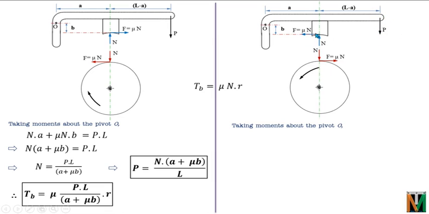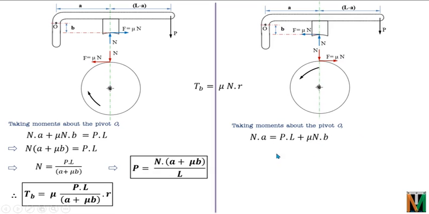Again we can see this, the moment of force F in this case will be in the clockwise direction. This force F will move this lever in the clockwise direction about the point O. So the moment of force F will be force F into this B in the clockwise direction, so it will be negative. So the equation will be something like this: N into A in the anti-clockwise direction will be equal to P into L in the clockwise direction plus F into B in the clockwise direction. So this will be the equation of moment.